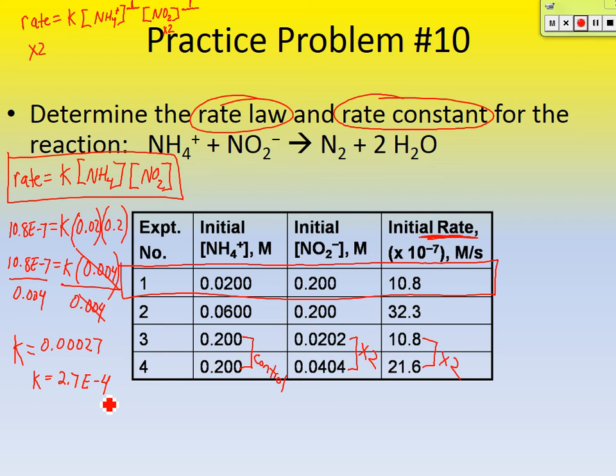Now, that's the value of K, but we also need to include the units for K. And this is where students get a little bit confused, so I'm going to try and make it easy. You do the overall reaction order. So there's a 1 here and there's a 1 here. That's 1 plus 1 is equal to 2 overall.